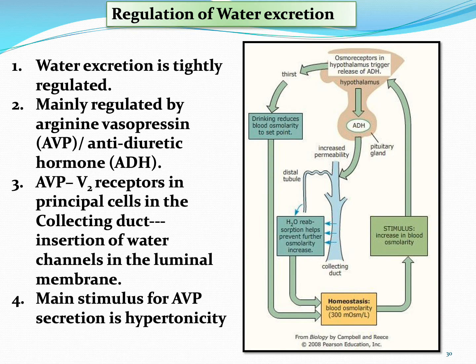Let's look at the regulation of water excretion. Water excretion is tightly regulated. It is mainly regulated by arginine vasopressin, that is AVP, or antidiuretic hormone. The stimulus is increase in blood osmolarity. Now this stimulates the osmoreceptors in the hypothalamus to trigger release of ADH. The ADH release will activate the AVP V2 receptors in the principal cells in the collecting duct, which will lead to insertion of water channels in the tubular luminal membrane. This will lead to increase in water absorption, which will prevent further osmolarity increase.